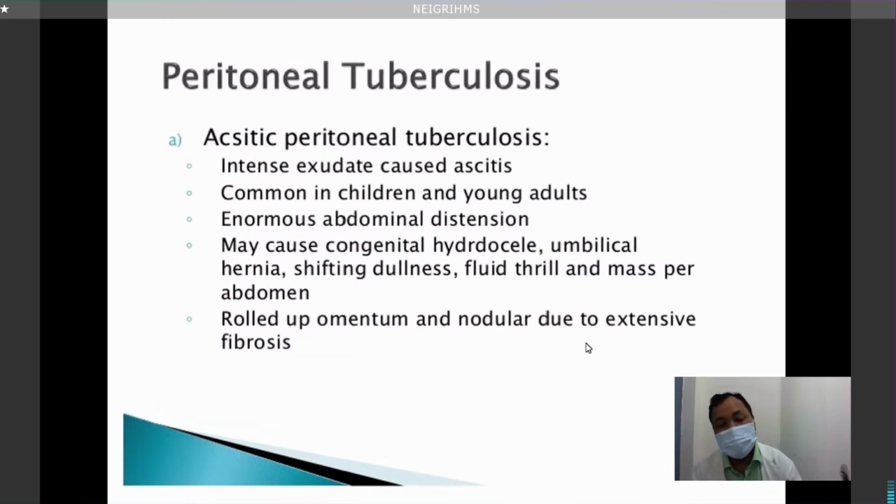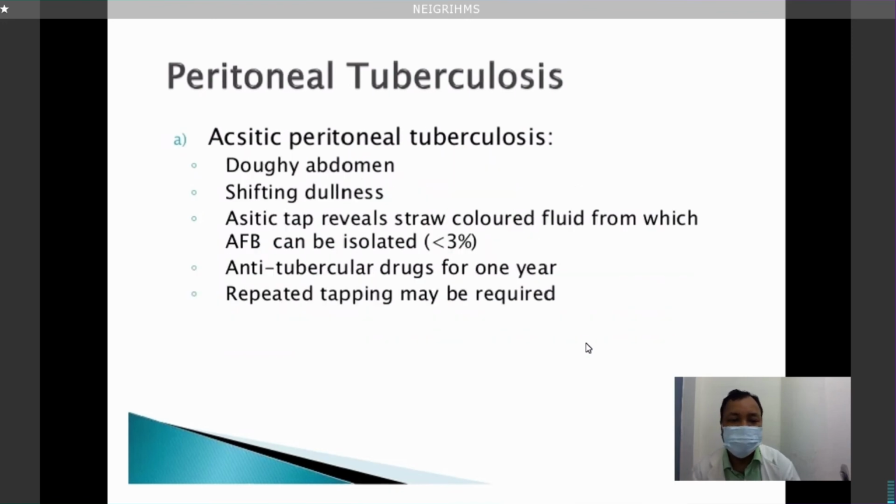Then if it is because of tuberculosis, if there is ascitic peritoneum, then usually if you are able to get some fluid, then you diagnose, and your treatment will be basically medical. So here the only difference is the medications may have to be given a little bit longer, for at least 1 year. And sometimes a repeated peritoneal tapping may be required. Otherwise there will be abdominal discomfort, which may even compromise the respiration for the patient.